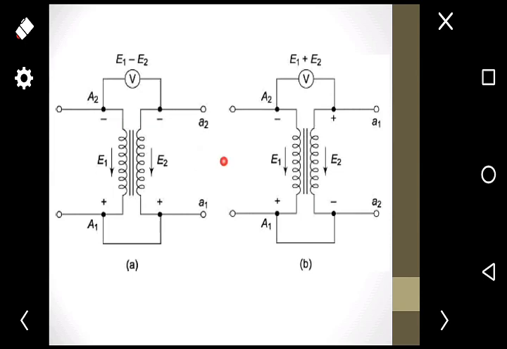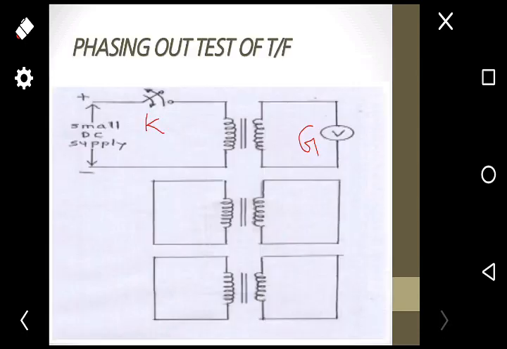If additive polarity is required and the polarity found is subtractive, then just reverse the direction of one winding, that is primary or secondary. That is the simple polarity test which is carried out on the transformer.